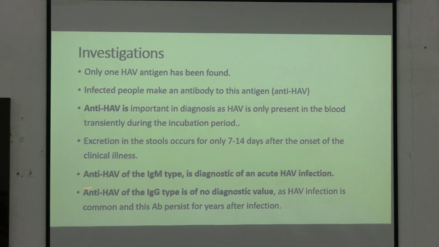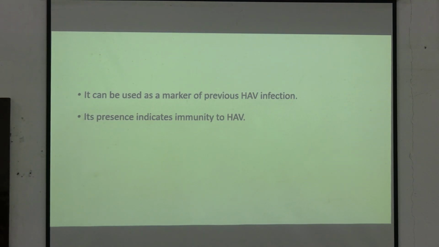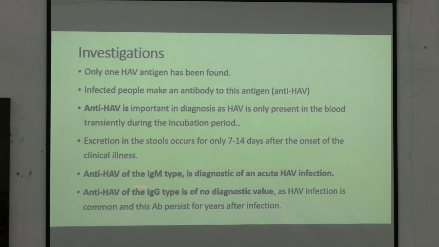Anti-HAV of the IgM type is diagnostic of an acute HAV infection. Anti-HAV of the IgG type is of no diagnostic value, as HAV infection is common and this antibody persists for years after infection. So anti-HAV of the IgM type is important here. There is no role of anti-HAV of the IgG type. It can be used as a marker of previous HAV infection, which indicates immunity to HAV. I mean this anti-HAV of the IgG type.